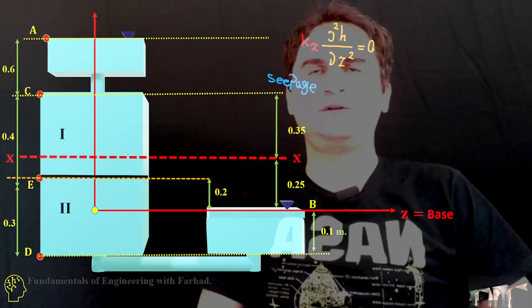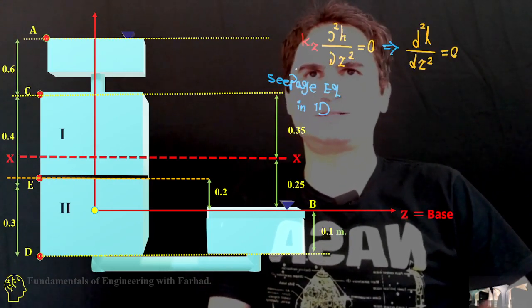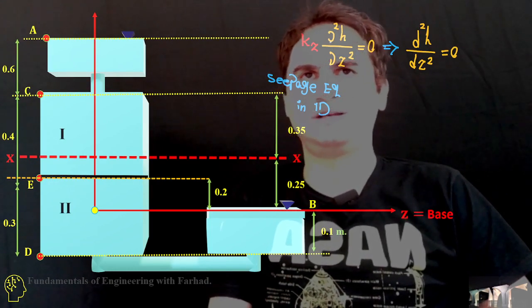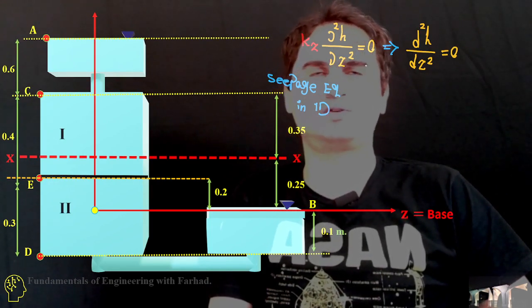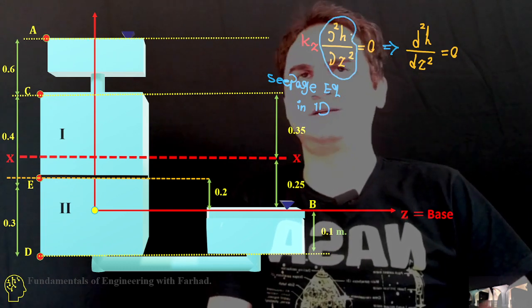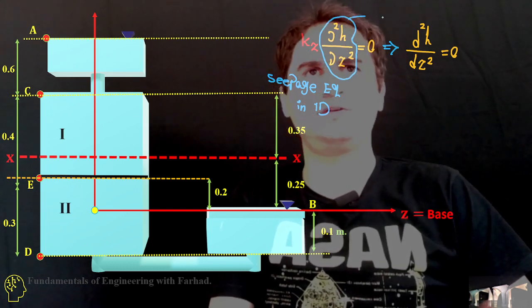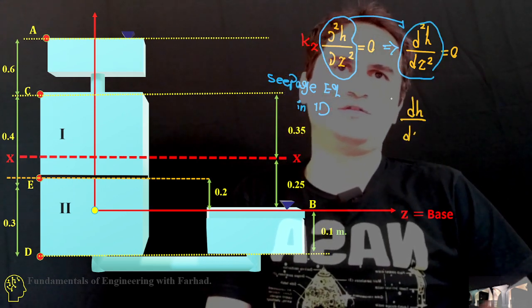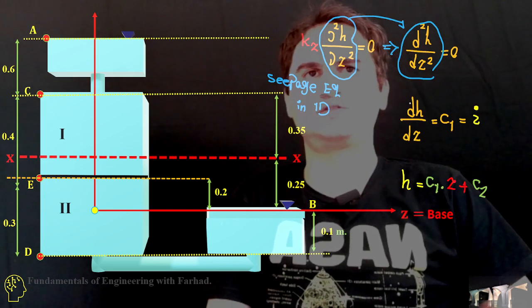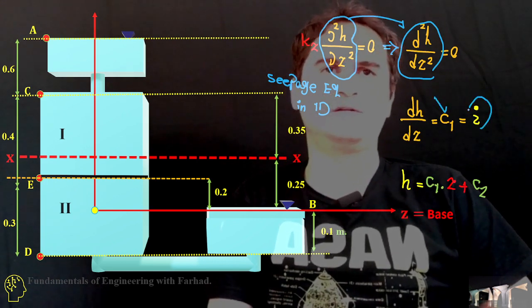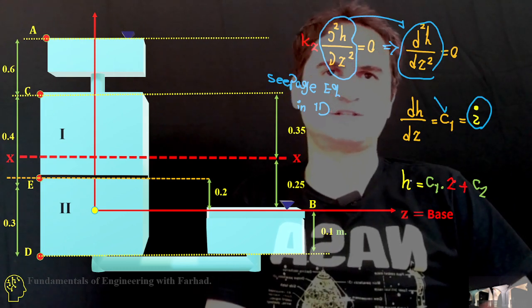If you remember the seepage equation, this is the seepage equation in 1D: Kz times d squared h over dz squared equals 0. You can replace the partial derivative with just d over d. And if you solve this equation, it gives you dh over dz is equal to c1. We do know c1 is i.